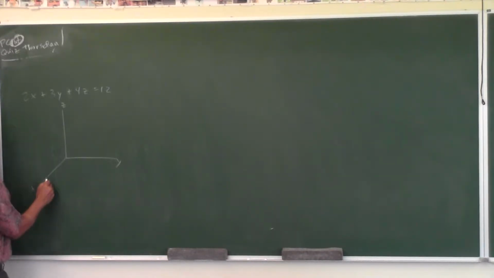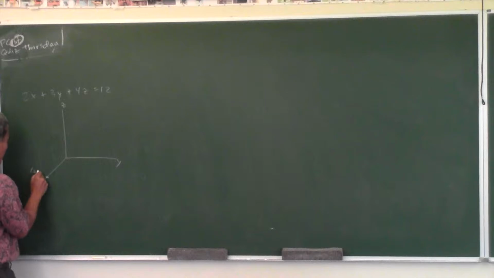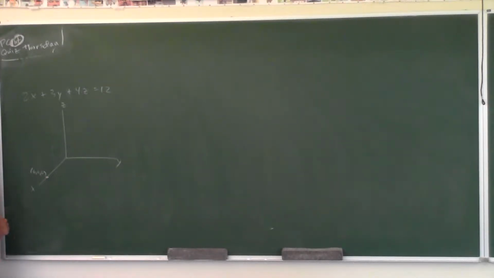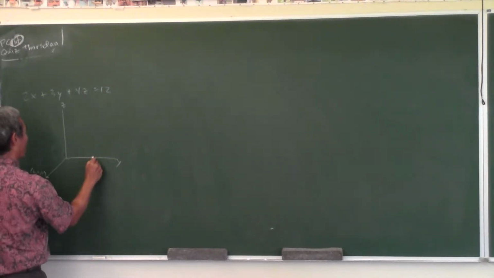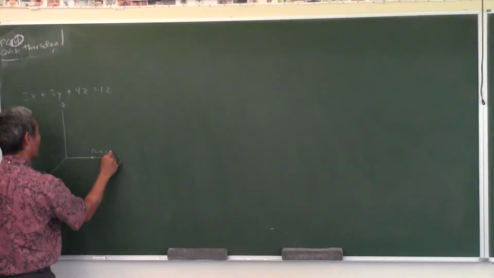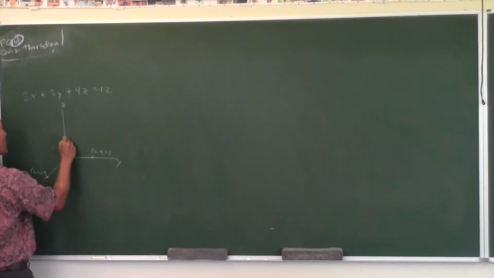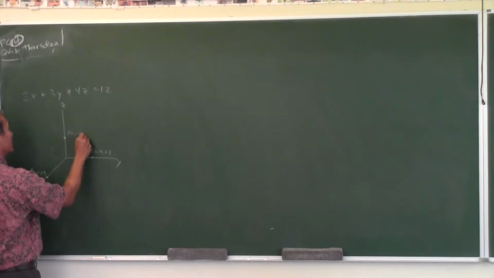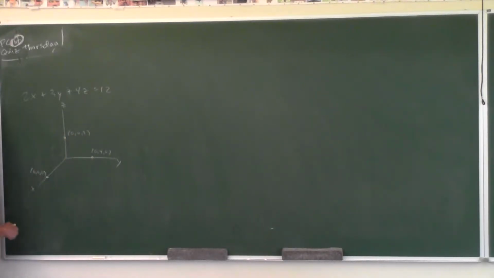What's the x-intercept? 6. So here's the point, 6, 0, 0. What is the y-intercept? 4. 0, 4, 0. What is the z-intercept? Rhymes with mean. 3. Now, when you graph 3-dimensional surfaces, intercepts are not enough. So we also have to graph, we talked about this in precalculus, I don't know if you guys did, not just intercepts. We talk about the traces.